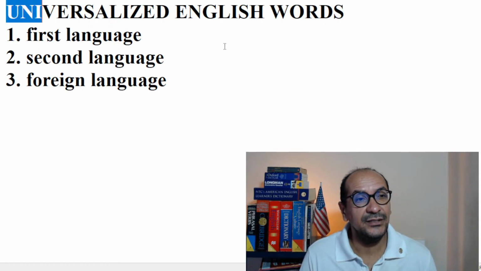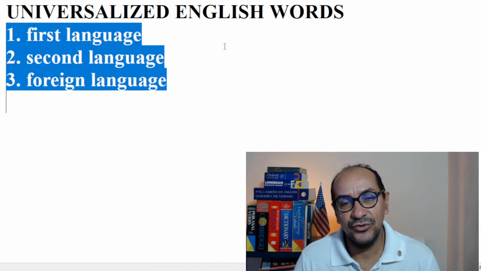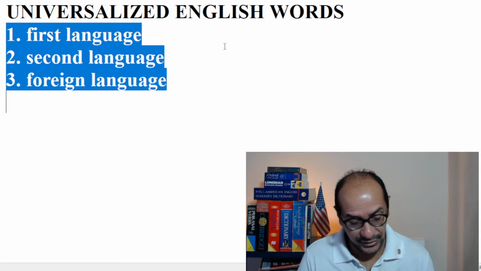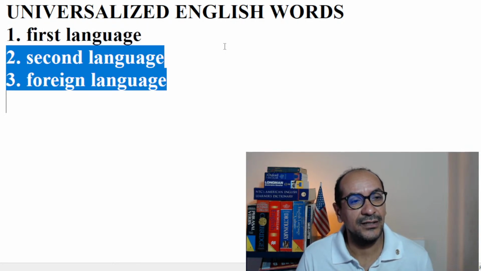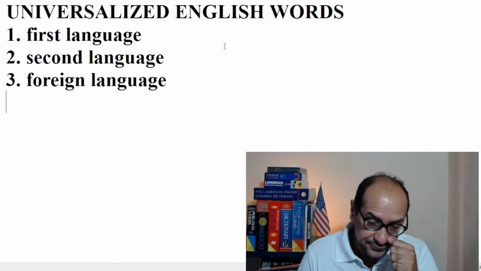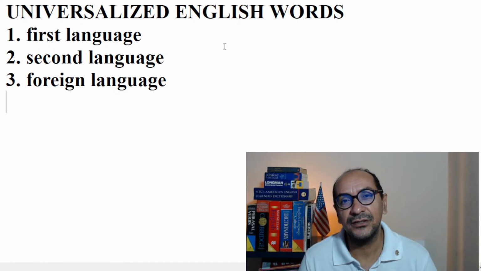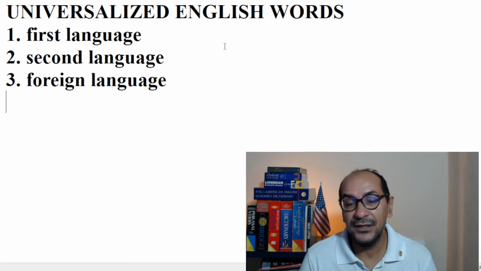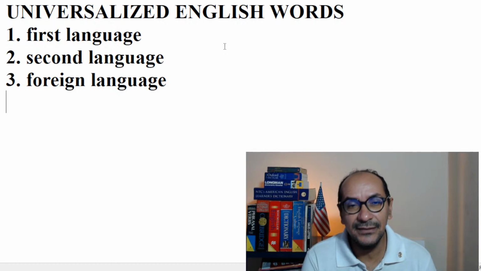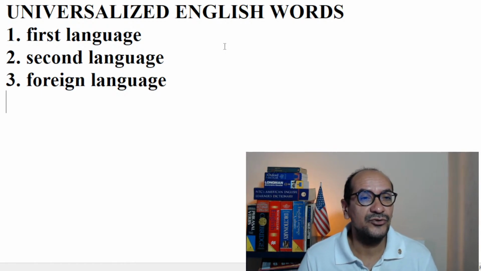So when we say that English is universalized, we can grab all these languages together, because it doesn't matter if it's the first, the second, or foreign language, but especially we are talking about the last two, the second and foreign language. Let's suppose, for example, that a person does not know that much about the English language. For some reason, the person knows at least some words related to it. And these words may belong to different fields.